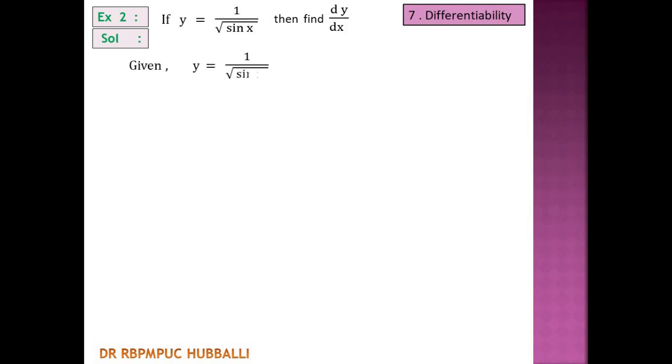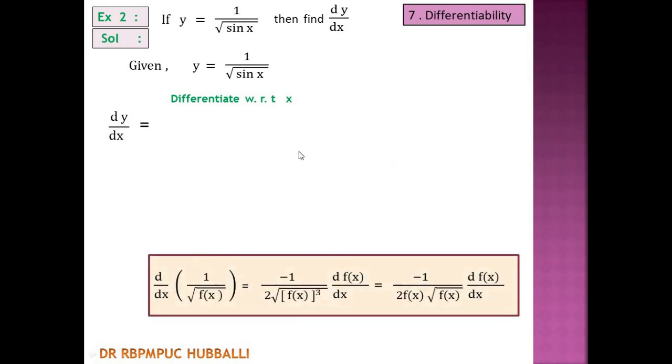Let's move to another example. y is equal to 1 upon root sin x. Now the function is taken trigonometric. Then find dy by dx. Given y is equal to 1 upon root sin x, differentiate with respect to x.